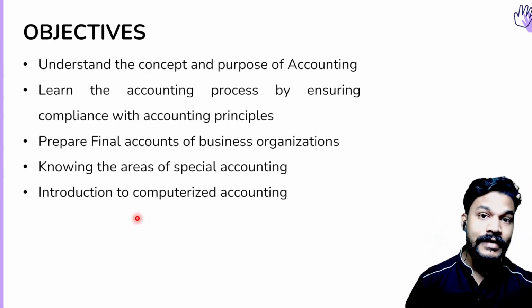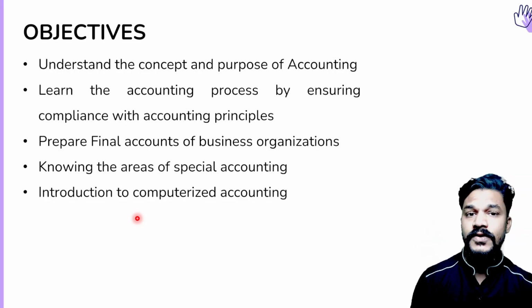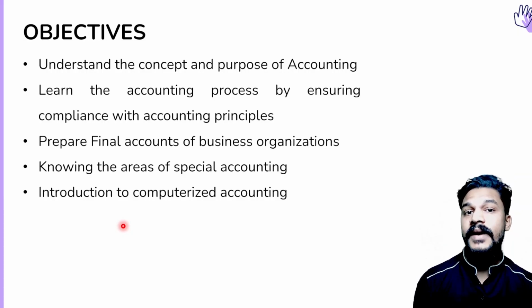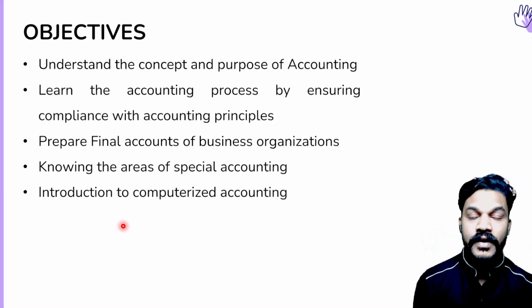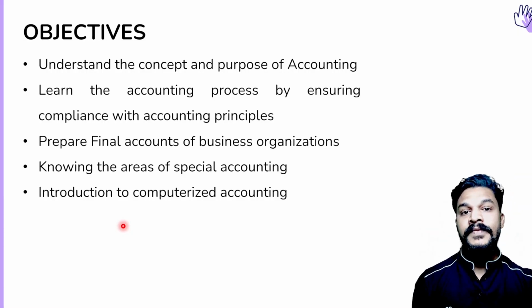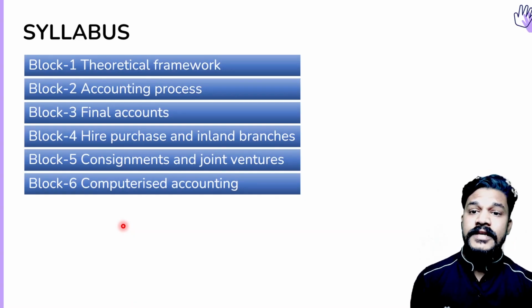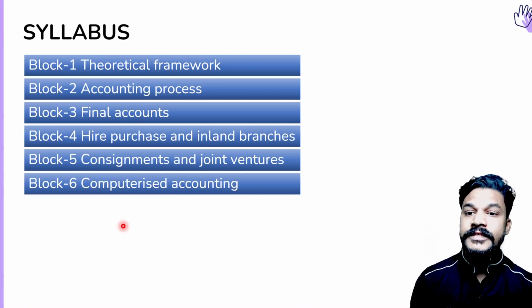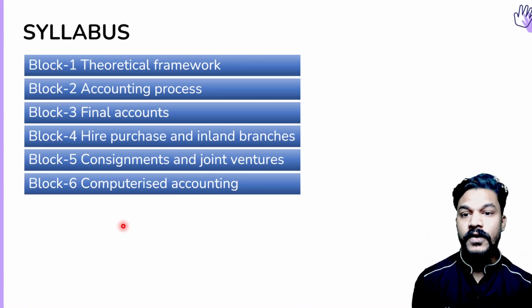Apart from the manual accounting system, computerized accounting nowadays is very widely used, and we cannot do this accounting system without implementing the computer in it. So computerized accounting is an important part. So all these objectives will be achieved by learning this paper, financial accounting. As far as our syllabus, all these objectives are achieved by completing a total of 6 blocks.